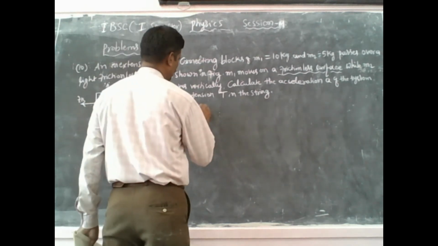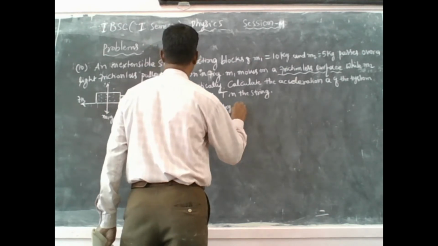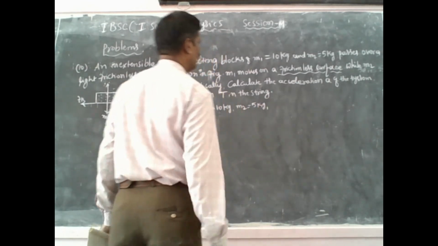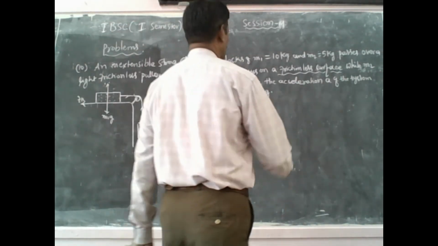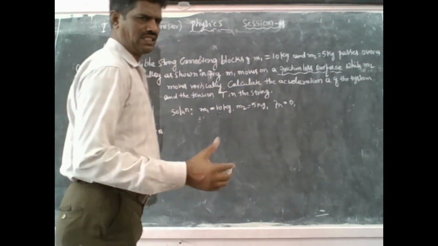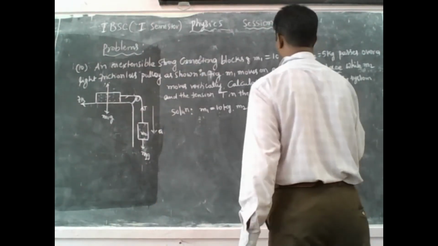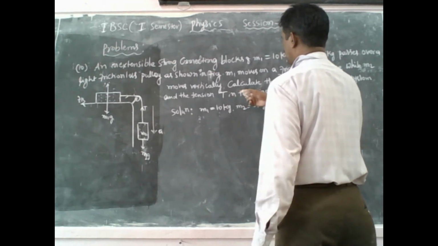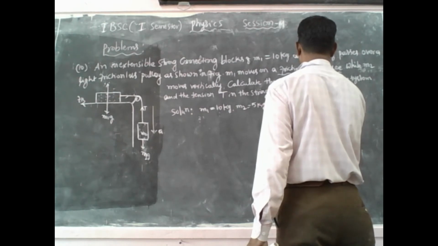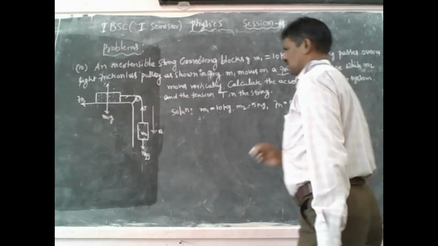So we have to collect the data from the question. M1 is equal to 10 kg and M2 is equal to 5 kg, isn't it? And for the frictionless pulley, Fk equals 0 because there is no friction. The surface is smooth, there is no friction, isn't it? While M2 moves vertically, calculate the acceleration of the system, that is A equals how much and T equals how much, isn't it?